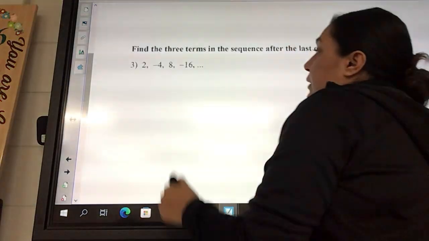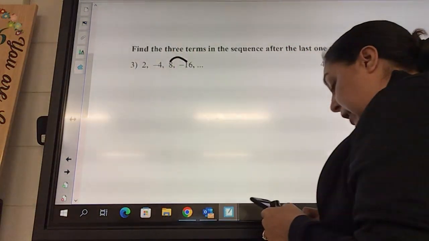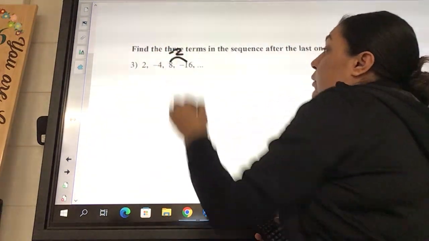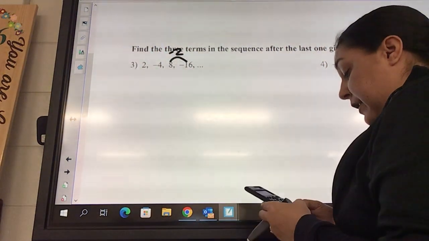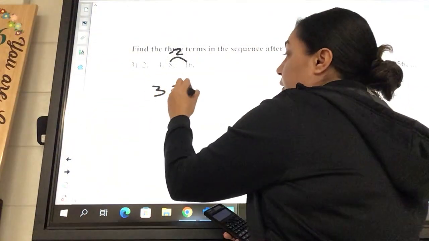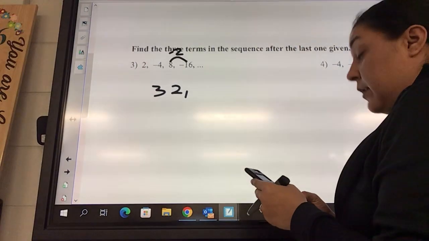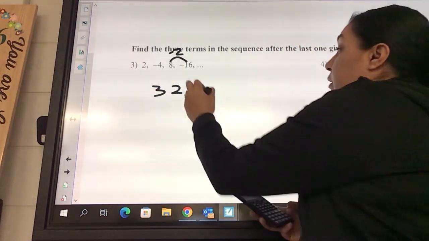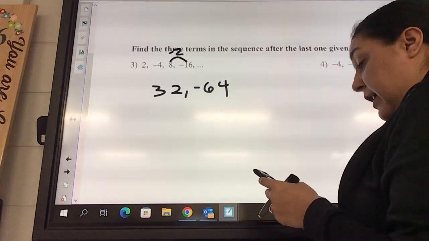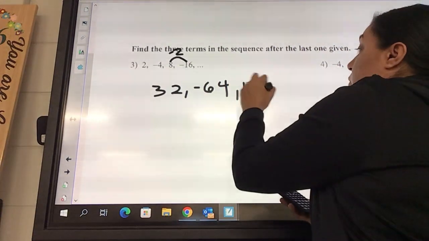Okay, find the next 3 terms. So we just need to find one. So -16 divided by 8. That's going to give us -2. So then you're going to say -16 times -2. That's going to give you 32 for your next term. Times -2, it's going to be -64. Times -2, it's going to be 128.